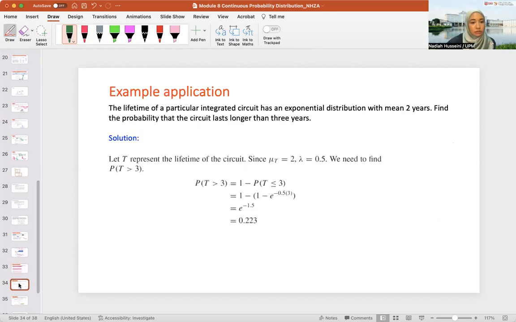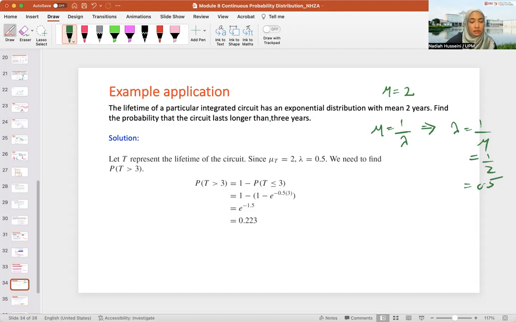It's just an exponential. So, this is an example of an application that follows the exponential distribution. I want everyone to focus here. The lifetime of a particular integrated circuit has an exponential distribution with a mean of 2 years. So the mean is 2. Remember what the equation was just now? Mu is equal to 1 over lambda. Therefore, our lambda would be... oops, sorry, I skipped steps. Lambda would be 1 over mu, which is 1 over 2, which is 0.5. So this is our lambda.